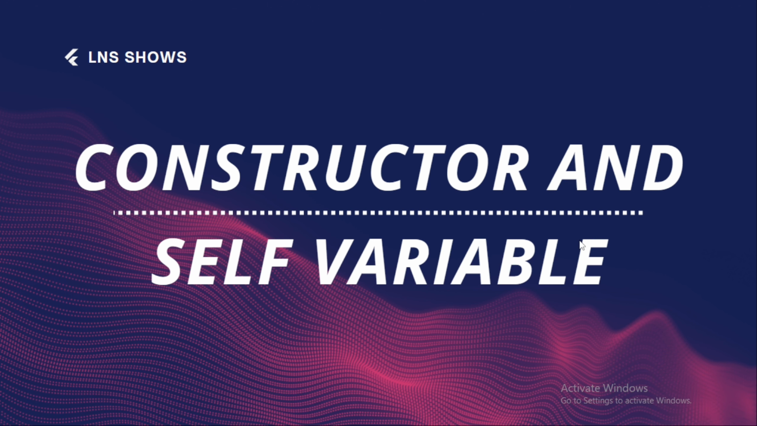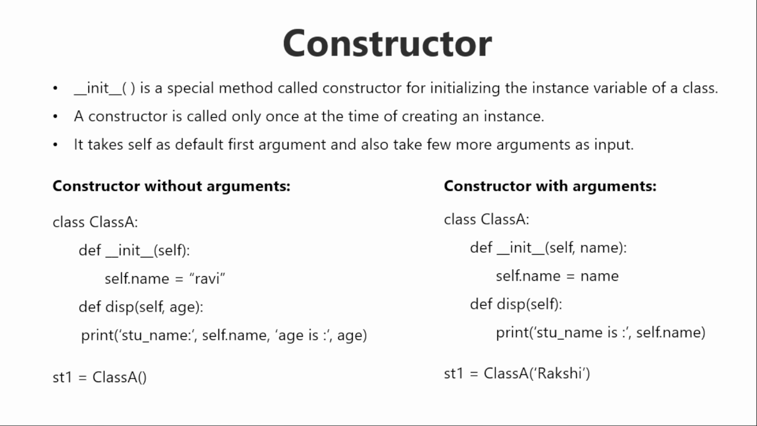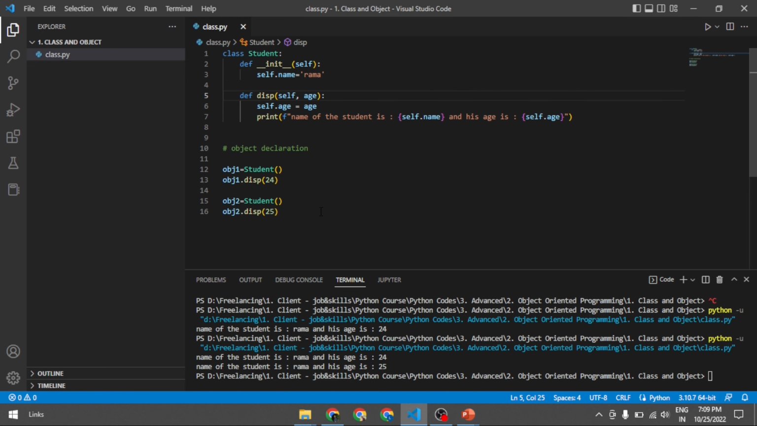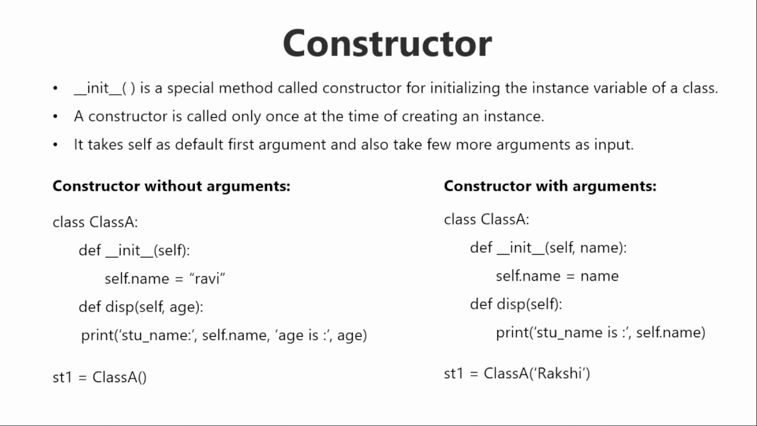In today's session, we will be discussing constructor and self variable. Now, let us move into constructor. So, __init__() is a special method called a constructor for initializing the instance variables of a class. It's an initialization of instance variables of a class.